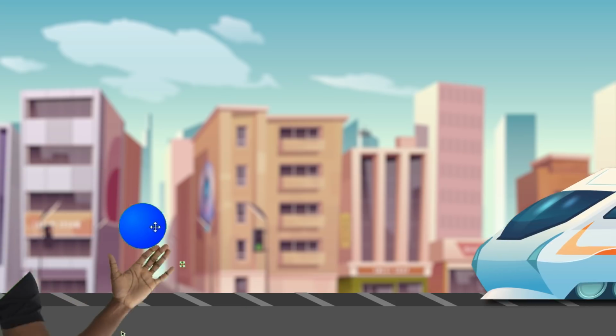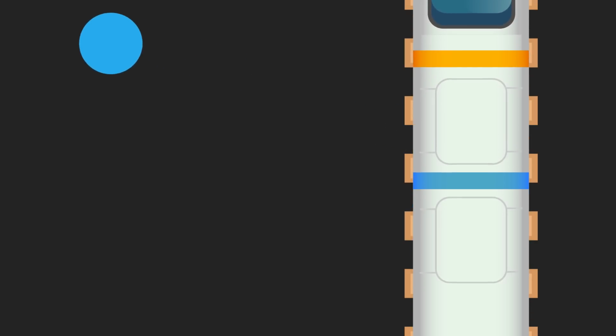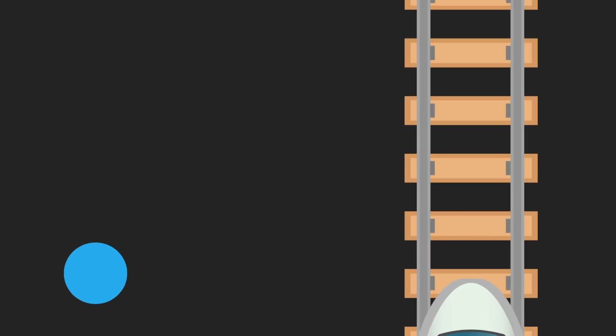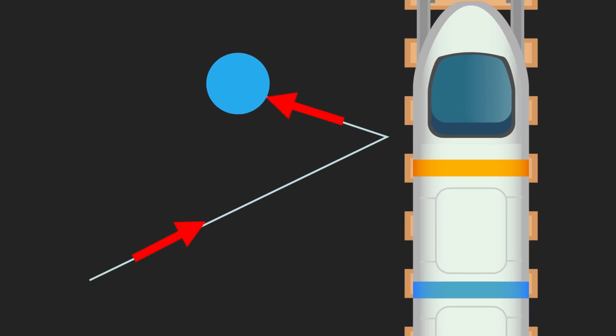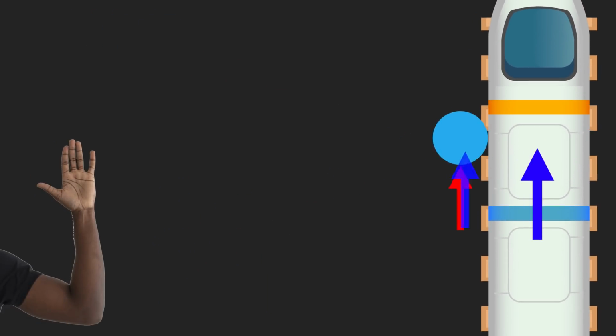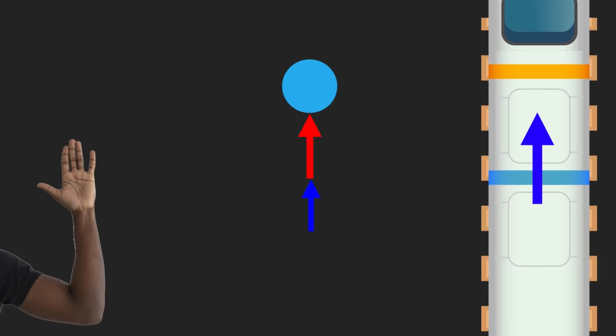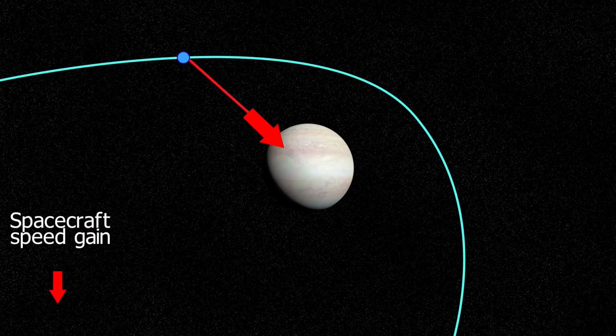Imagine you throw a ball at a moving train. The ball will bounce off the train, and from the perspective of the train driver, the ball hasn't gained any additional speed. The ball departs with the same speed it had when it arrived. The ball does, however, gain some velocity from the moving train relative to the person that threw the ball. This is similar to how gravity assists can increase the velocity of a spacecraft.